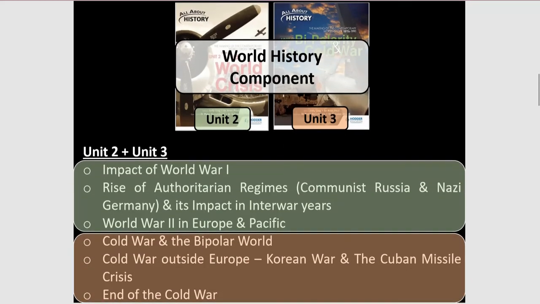So what will you be learning in the world history component? In both units, which you will do in Sec 3 and in Sec 4, you will cover the following. We'll be starting with the impact of World War I. You will also look at communist Russia and Hitler's Germany. And we're also going to take a look at what happened in between World War I and World War II. And of course, 4 chapters itself will be on World War II: 2 chapters on World War II in Europe and 2 chapters on World War II in the Pacific. And that is for the Sec 3 topics.